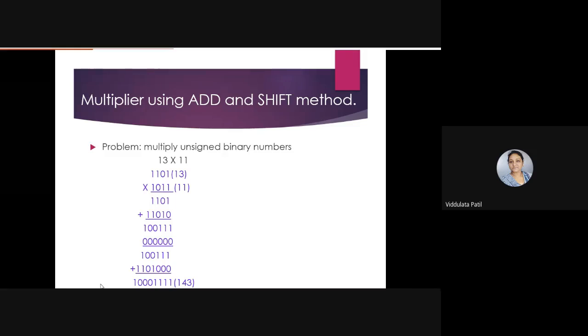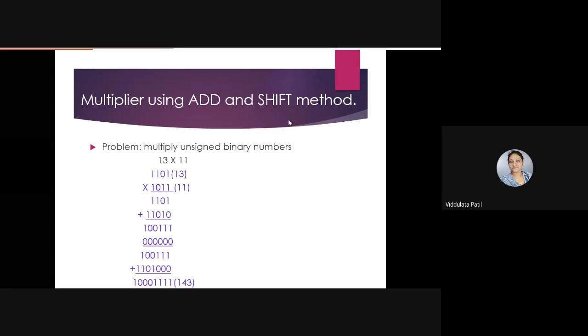So this method is called the partial fraction method. That means you are doing this multiplication using partial fractions. Each of these bits you consider for the multiplication, and after that you add the numbers. So this is the partial fraction method. But now what are we going to study? We are going to study the add and shift method.